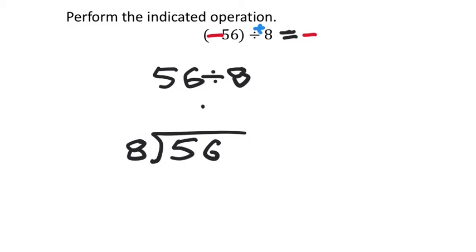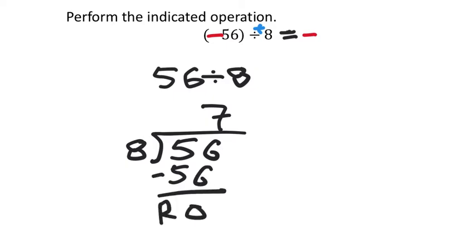Just do it whichever way you feel is most accurate for you right now. 8 will go into 56 7 times. 7 times 8 is 56. So that gives us a remainder of 0, just like we would want. And then this 7 down here, we'll just apply it to the negative that we saw before. We know that's the sign of the answer. So negative 7 is our final answer.